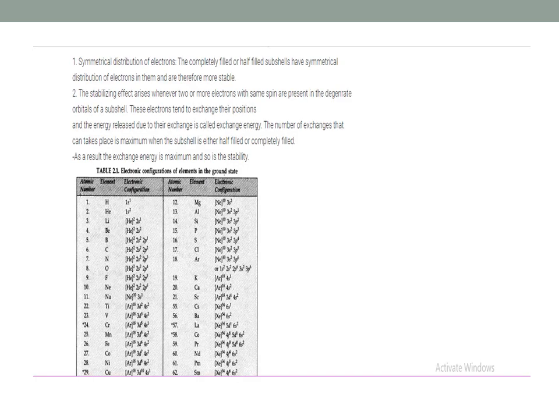Symmetrical distribution of electrons. The completely filled or half filled subshells have symmetrical distribution. So they are stable. The stabilizing effect arises whenever two or more electrons with the same spin are present in the degenerate orbitals of a shell. And the energy released due to their exchange is called exchange energy. As a result, the exchange energy is maximum and so is the stability.